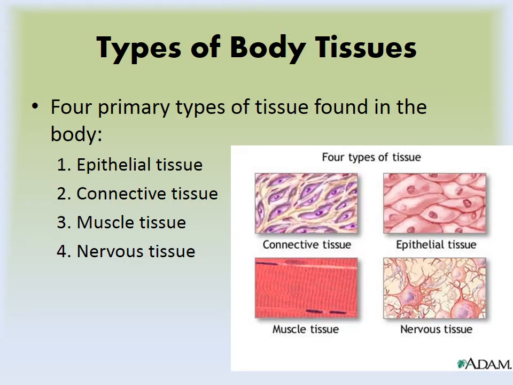So there's 4 primary types of tissues found in the body. Okay, the first one is epithelial tissue, which you can see right here, and this is on a cellular level what epithelial tissue will look like. There's also connective tissue, and if you take a look here, this is what connective tissue will look like. And then muscle tissue down here, which is striated and looks quite different than the other types of tissue. And then there's nervous tissue down here. So we're going to cover all 4 of these types of tissues.